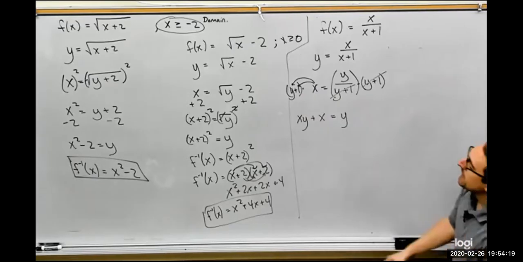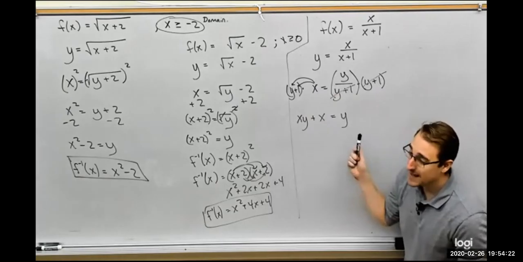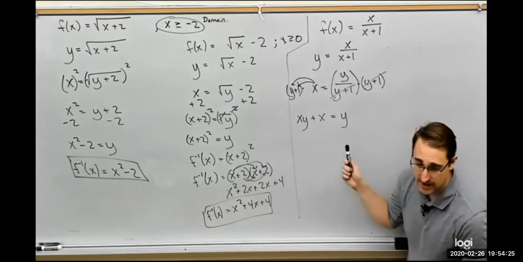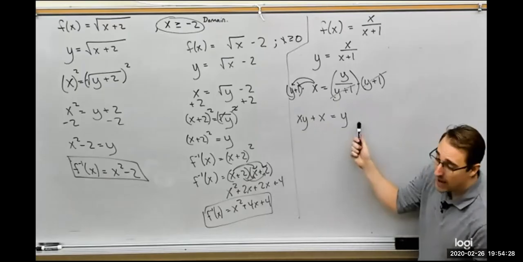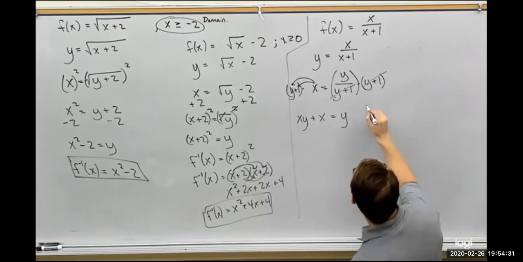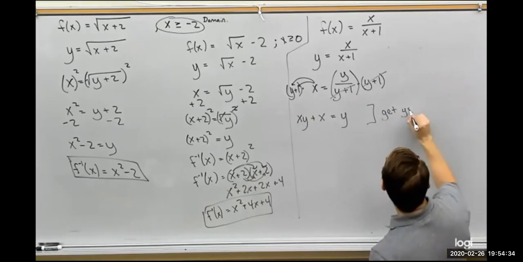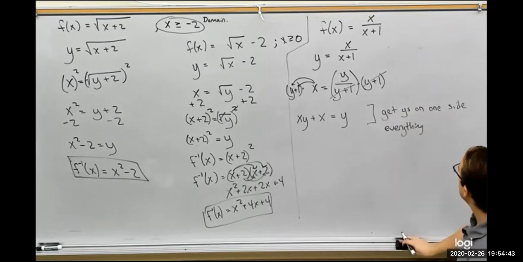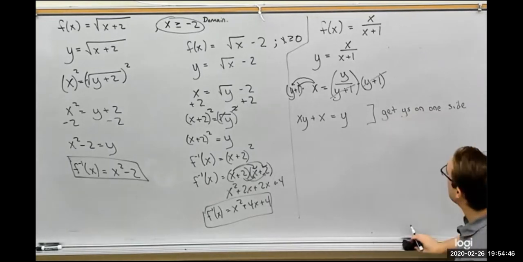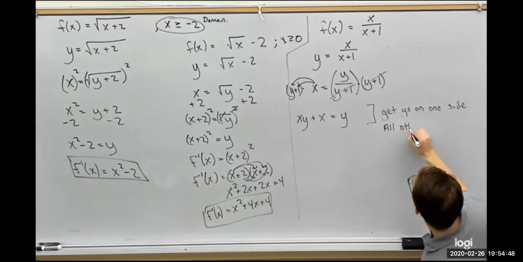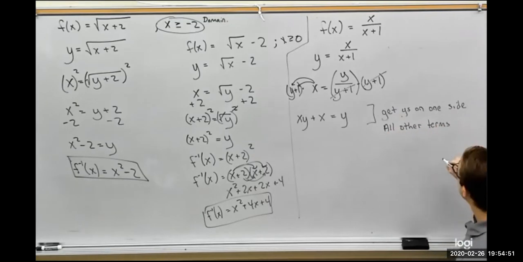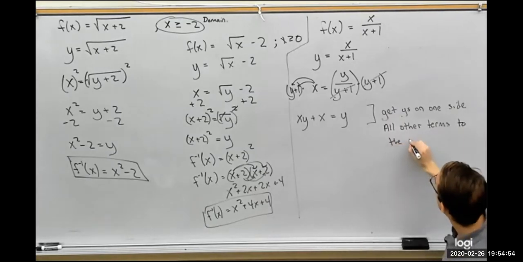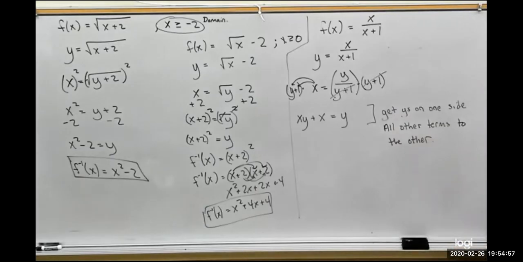Now, we got to solve for y. We got to get the y all by itself on one side of the equation. So we need to make sure that the y's are all on one side, and then all other terms, separated by plus or minus, on the other. Okay? I think those steps are definitely worthwhile to write down.